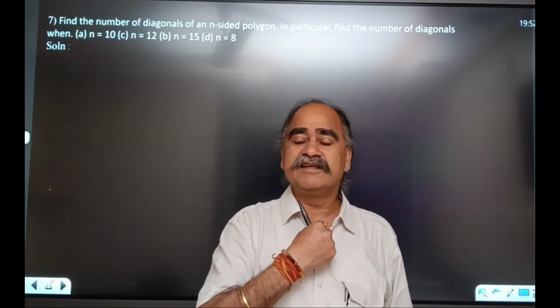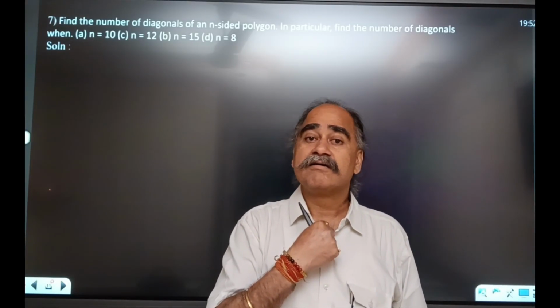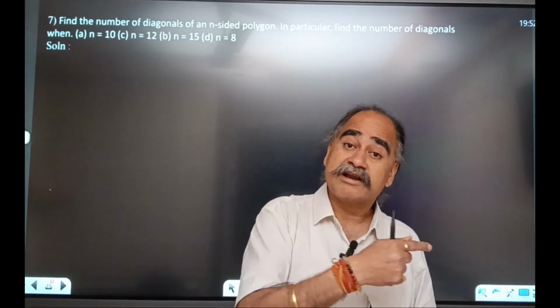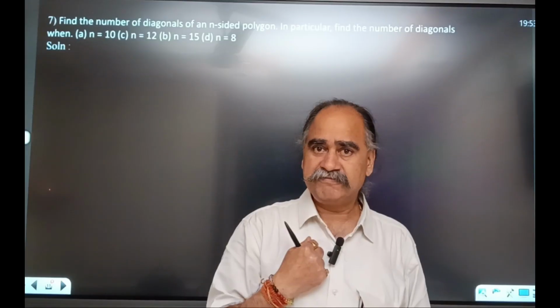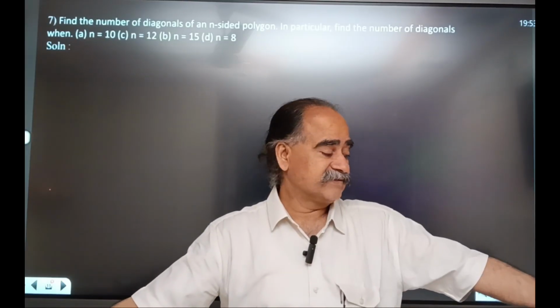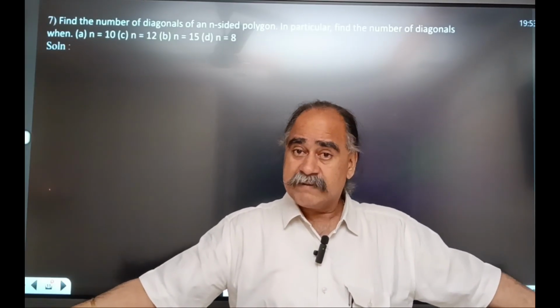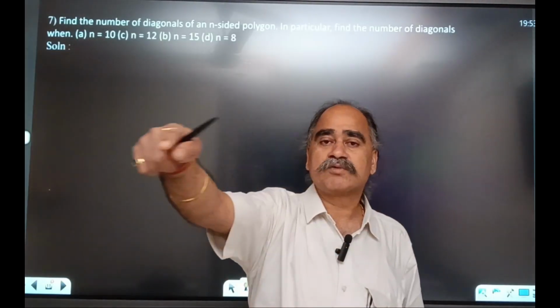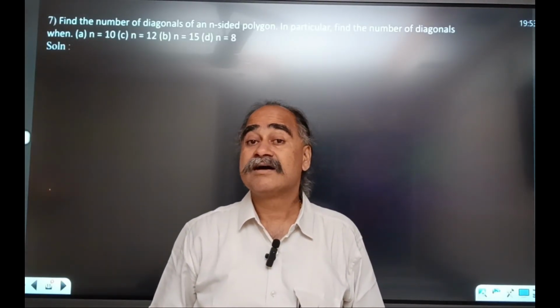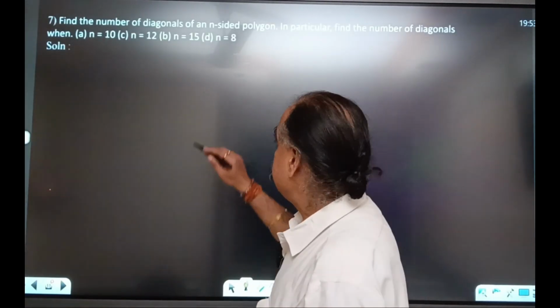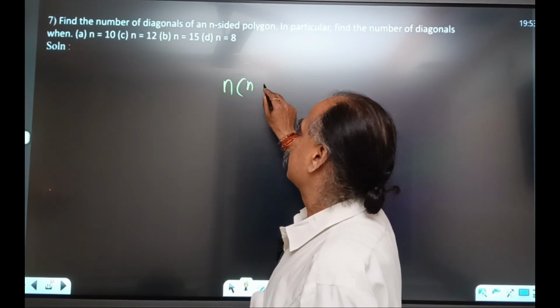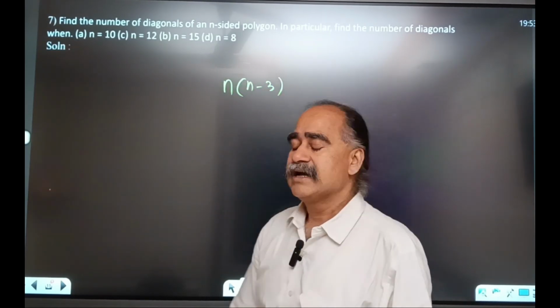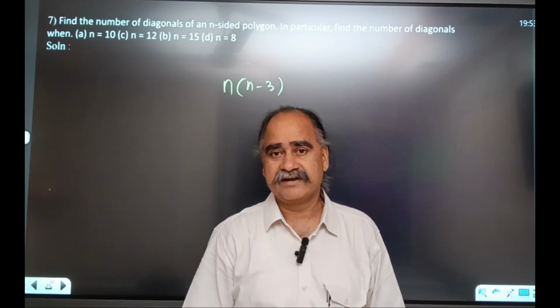That means this point will join with the remaining n minus 3 points. Leaving these 3 points, it will join with the remaining n minus 3 points. So each vertex will join with the remaining n minus 3. So the total number of segments will be n into n minus 3.